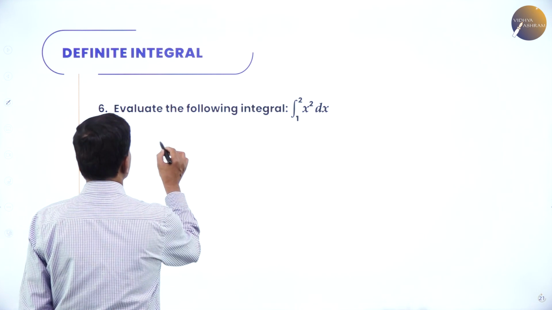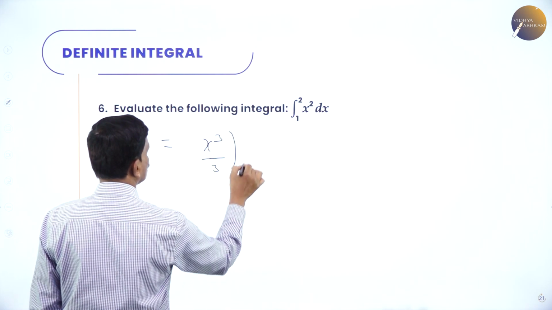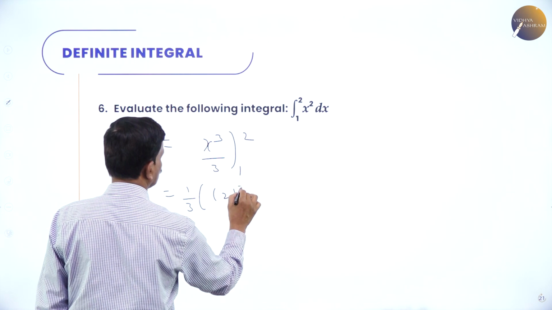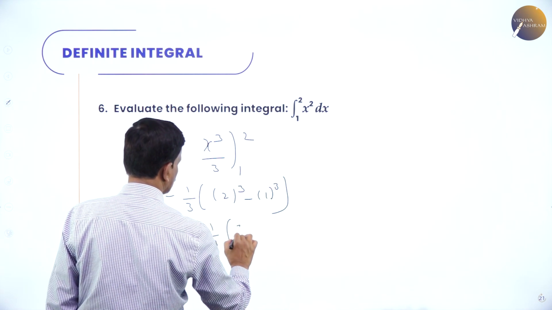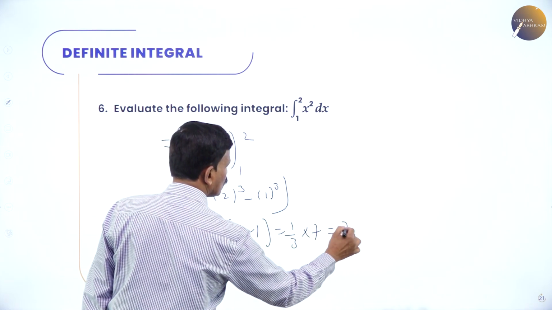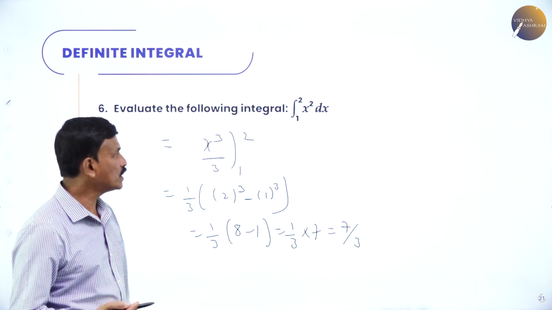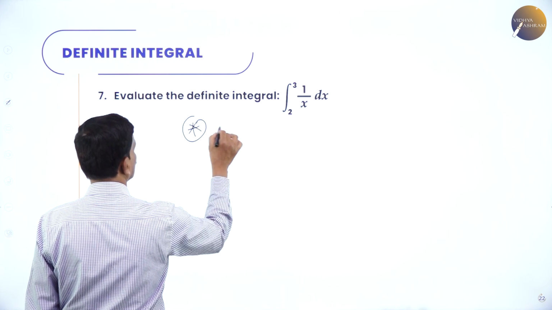These are all 1 mark questions. The integral of x square is x cube by 3 between limits 1 to 2, with 1 over 3 as a constant. This is nothing but 2 cube minus 1 cube. So 1 over 3 into 2 cube is 8 minus 1, that is 1 over 3 into 7, that's equal to 7 by 3. That's it. Now let's move on to the next problem. Integration, this is important for 1 mark question.